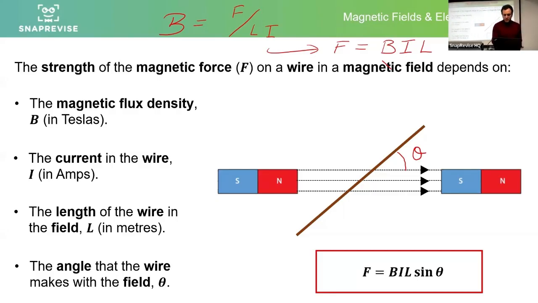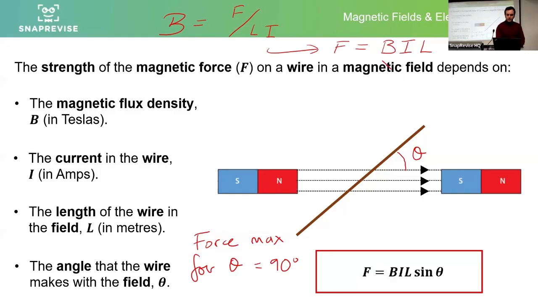Why sine rather than cos? It's because we've said the force is at a maximum when it's perpendicular, i.e. theta is 90. Which of our trigonometric functions is at a maximum when theta is 90? It's sine, not cosine. And it's more convenient to be able to draw our angle if we just say it's the angle between these two things, rather than the angle between the normal to the field and the wire.